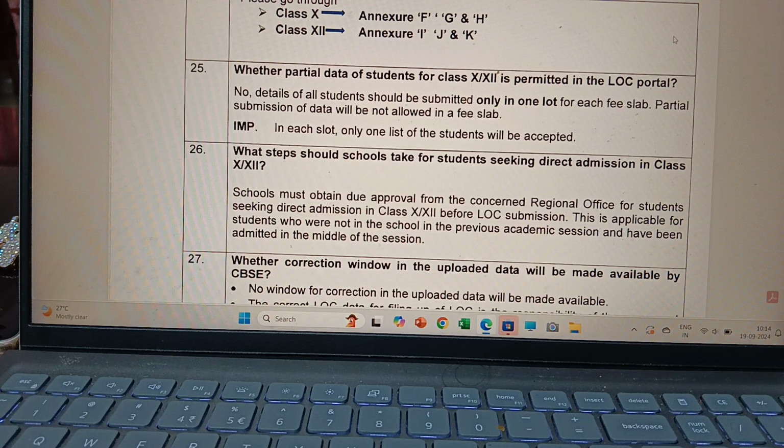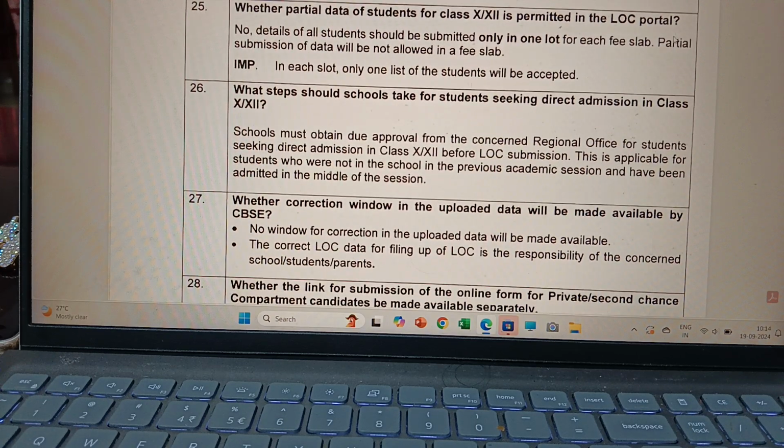What steps should schools take for students seeking direct admission in class 10 and 12? Schools must obtain due approval from the concerned regional office for students seeking direct admission in class 10 and 12 before LOC submission. This is applicable for students who were not in the school in the previous academic session and have been admitted in the middle of the session.